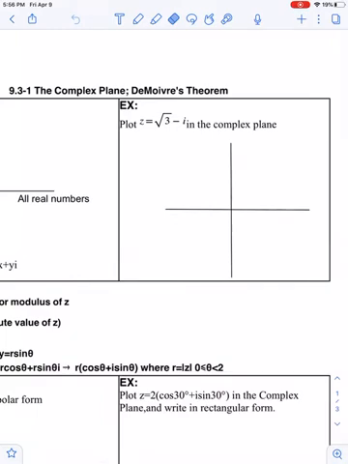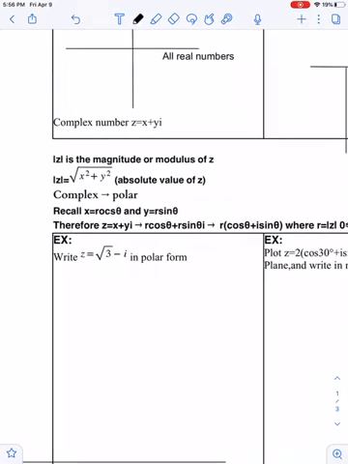So let's graph this first example of z equals square root of 3 minus i. Our real number is the square root of 3, and that would go into the x direction. The square root of 3 is about in between 1 and 2. And then minus 1 is minus i, which is really like minus 1i, so we're going to go down 1 in the i direction. So between 1 and 2, and then down 1. That point is z equals the square root of 3 minus i.